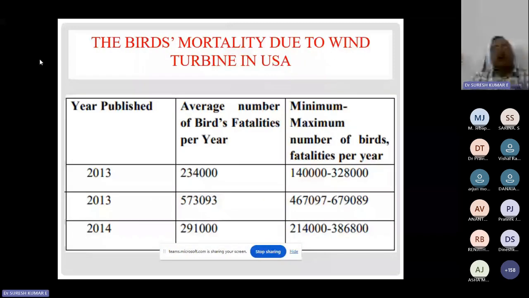Now we'll see some bird mortality in the USA, because for most of the materials there will be less study with respect to India. So you can easily publish papers if you are collecting data from our nation, India, different states or different forest areas or different places where the solar panels as well as wind turbines are there. In 2013, an average 234,000 bird fatalities in 1 year. 234,000. You can see that in different places. In 2014 again 291,000, and that is the average.